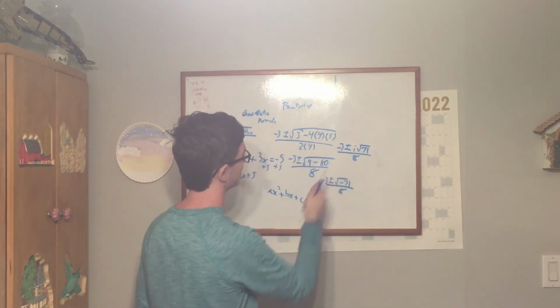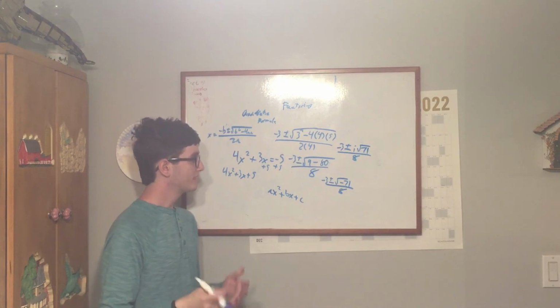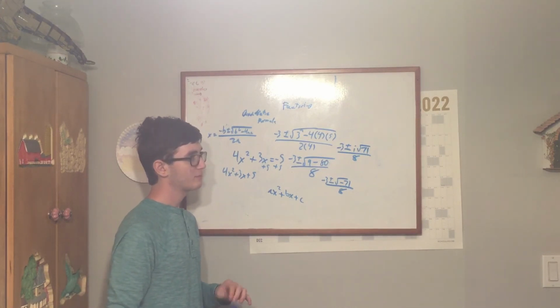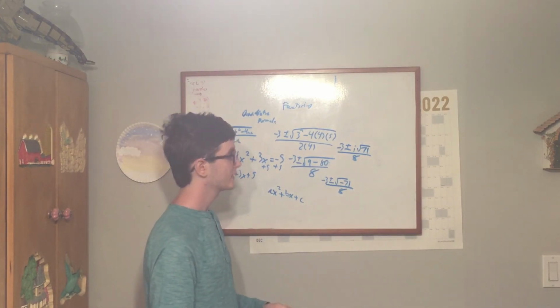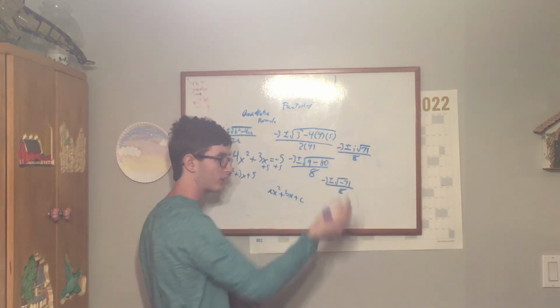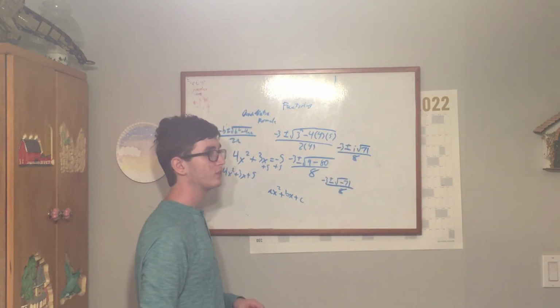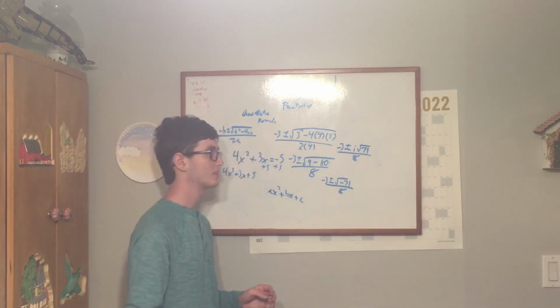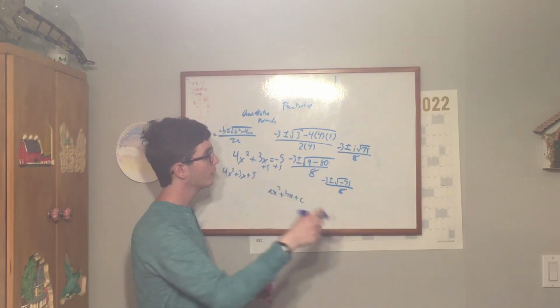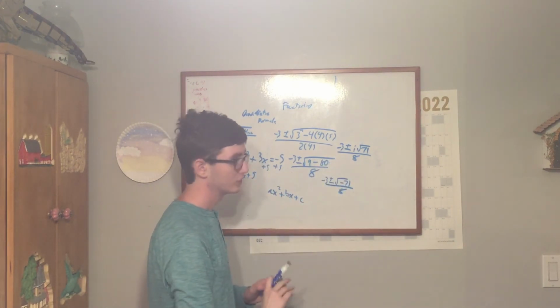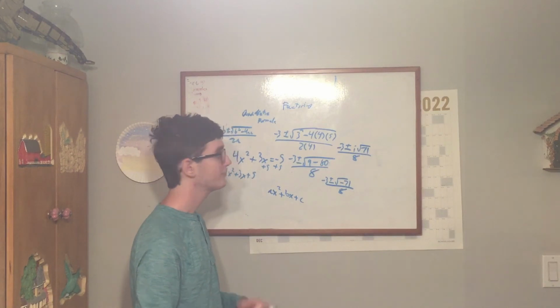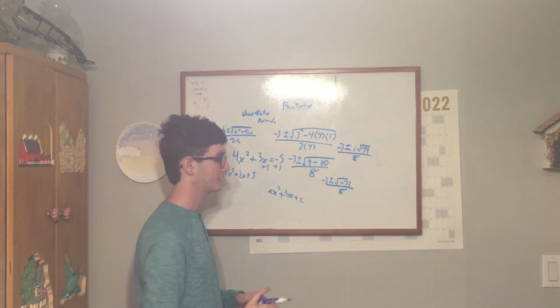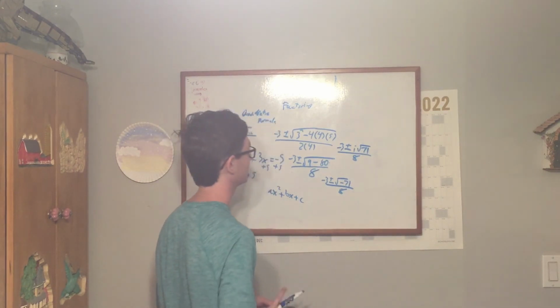And radical 71, I don't think you could simplify that, but if you could, so if it was like 16, you bring out 4 and write 4i. If it was 32, then you'd have 16 times 2, so you bring out 4i radical 2. But 71 is a prime number, so there are no factors and no perfect squares. Or if it's not a prime number, it has no perfect square factors. So these are your roots.